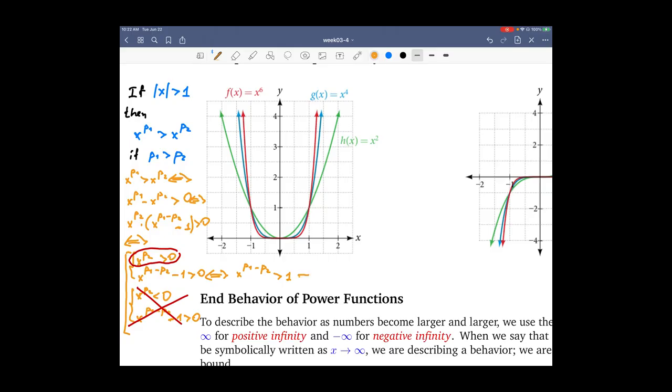So that is logically equivalent. Remember, p1 is greater than p2, and both are even numbers, so their difference is also an even number. Either x is greater than 1 or x is less than negative 1.